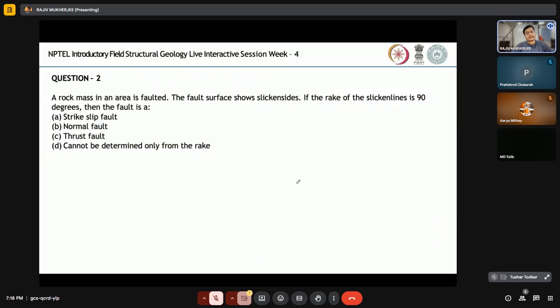It says that a rock mass in an area is faulted. The fault surface shows slickensides. If the rake of the slickenlines is 90 degrees, then the fault is option A, strike slip fault, option B, normal fault, option C, thrust fault, option D, cannot be determined only from the rake.